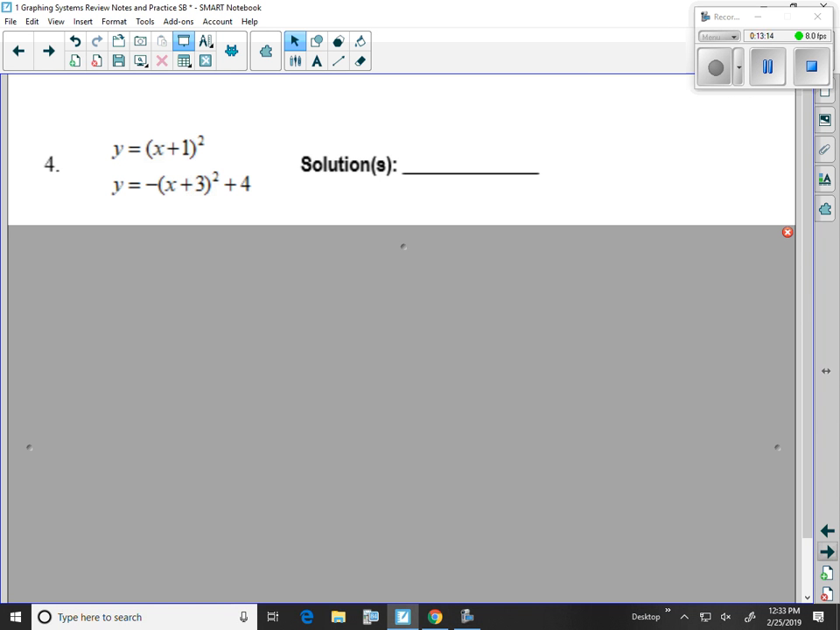Go ahead and on number 4, put in your 2 equations. Both of them are quadratics, okay? This is something that we have not seen yet. So go ahead and put those in, and then I will show you my graph.